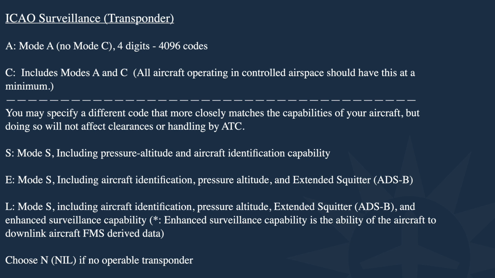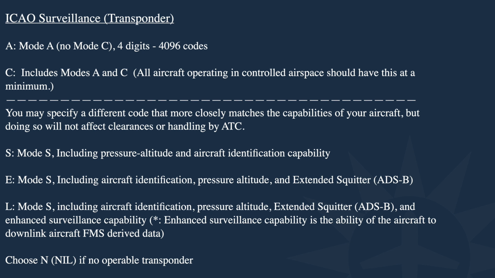Next up is the surveillance. This is specifically talking about the transponder part of the surveillance codes. The surveillance code is in two pieces. It's transponder and ADSB. So obviously the old Mode A, that's a pre-Mode C type of transponder. If you have that, you can put that in there. But most of us are going to be flying with Mode C or better capability.